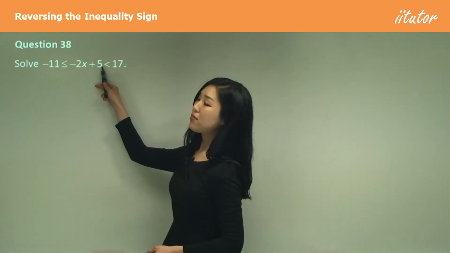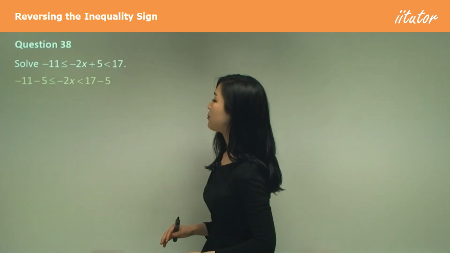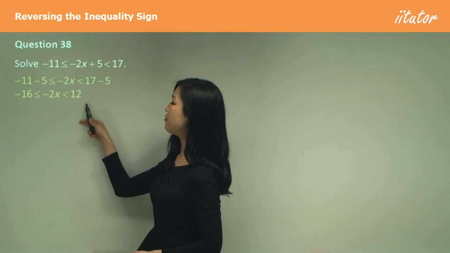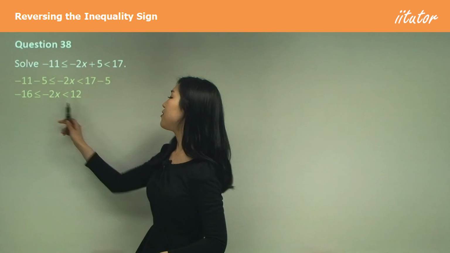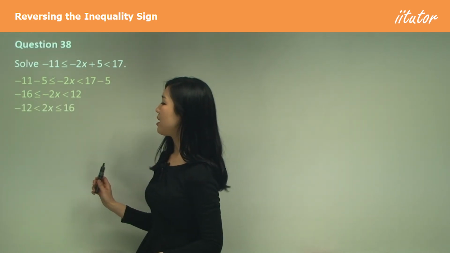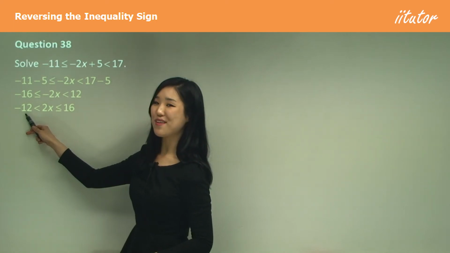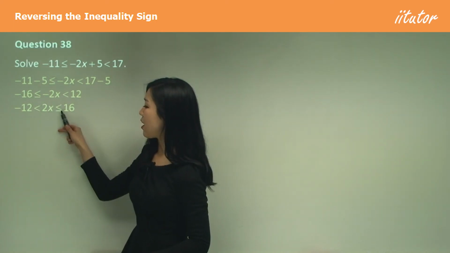38, I don't want the 5, so subtract 5 onto both sides like that, and this is what you should have, -16 and 12. I don't want the negative, so multiply both sides by negative. So this becomes +16, this becomes -12. And the bar is now here.